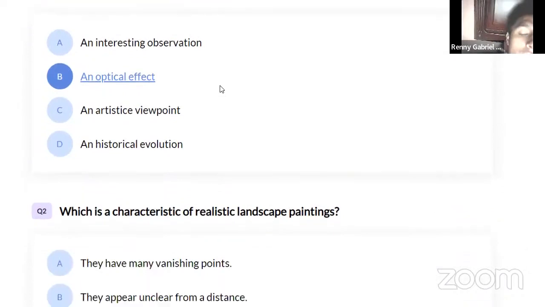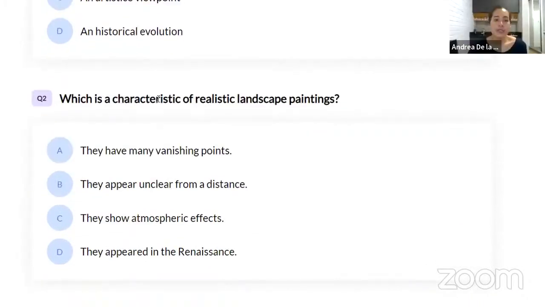No question. Okay. Second one says, which is a characteristic of realistic landscape paintings? Landscape paintings.